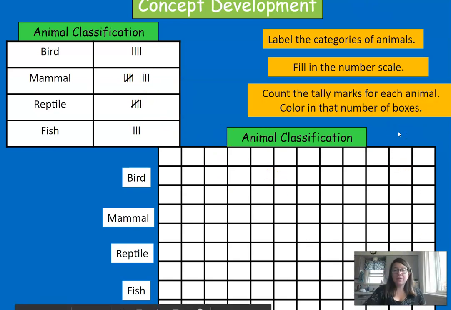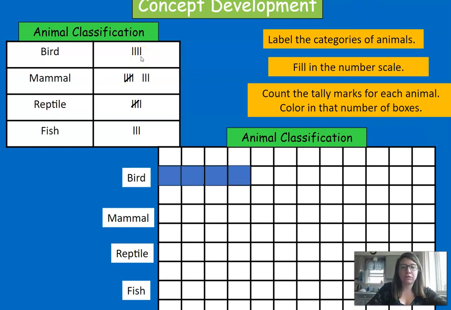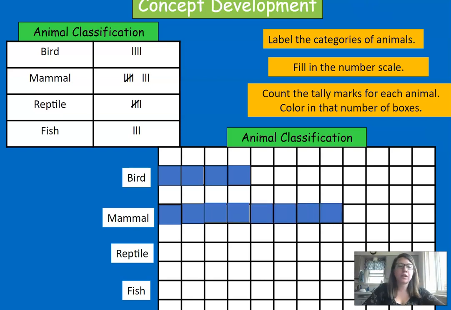Our next step is going to be counting the tally marks and then coloring the number of boxes. You're going to go sideways. So our first graph, we went up and down. We're going to go sideways on this one. So for birds, we have 1, 2, 3, 4. We'll keep going. Mammals, we have 8, coloring 8 boxes. Reptiles, 5, and fish, 3. And there's our graph, and it looks like a tape diagram.